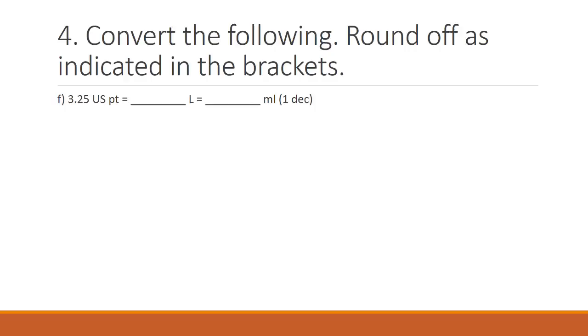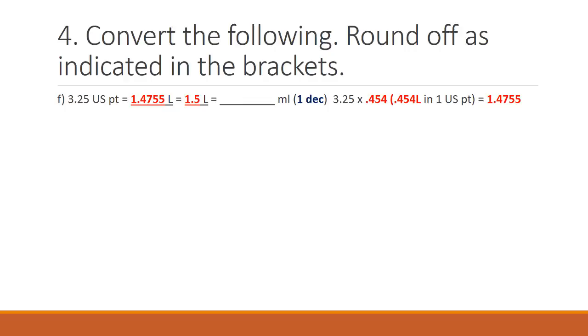We need to know the relationship between US pints and liters. And as our chart shows us, there are 0.454 liters in 1 US pint. We have 3.25 US pints, so we multiply 3.25 by 0.454, and we get 1.4755 liters in 3.25 US pints. We need to round that off to one decimal place, so that ends up giving us 1.5 liters, or a liter and a half, if you will, when it's rounded.